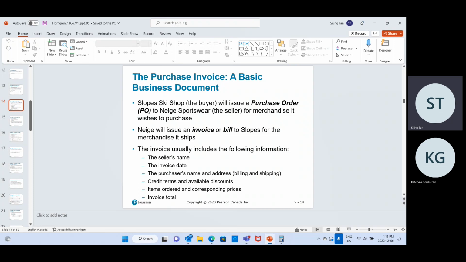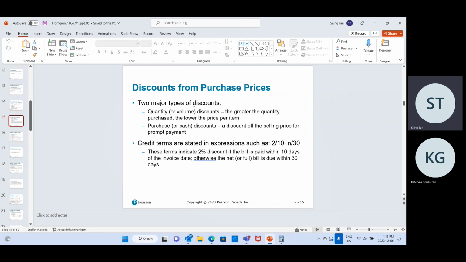The invoice has the seller's name, the invoice date, the purchaser's name, the address, billing and shipping, credit terms, available discount. We're going to talk about available discount later. Items ordered and corresponding prices, right? So there's also, of course, the invoice total. That is the invoice. We're not going to have examples in our slides, but we should have it in our textbook.